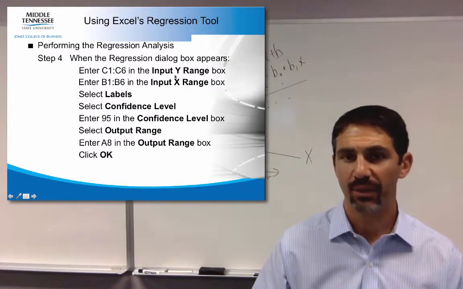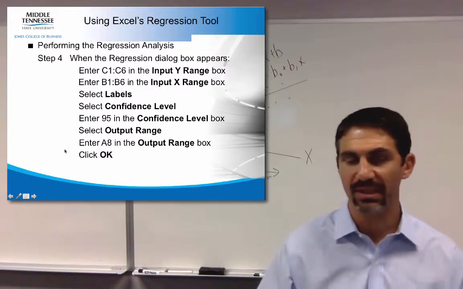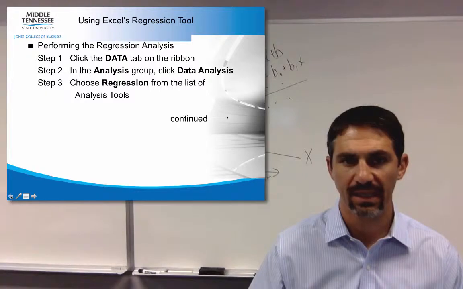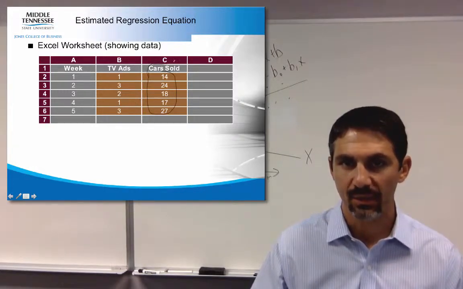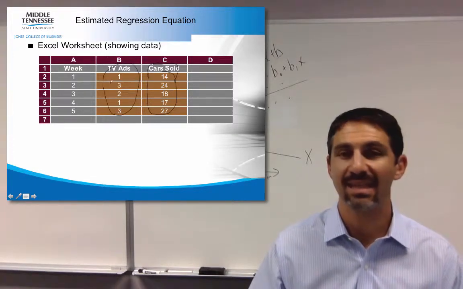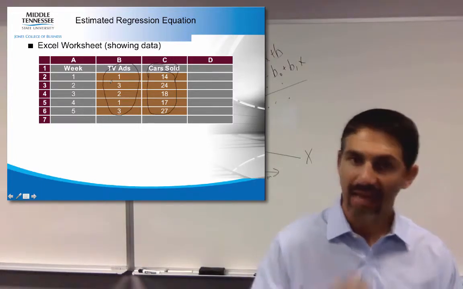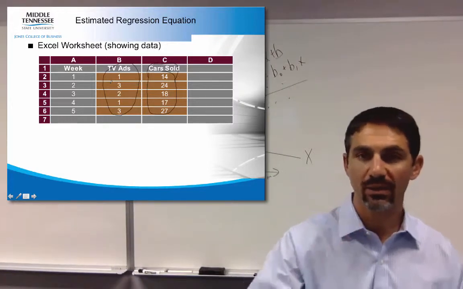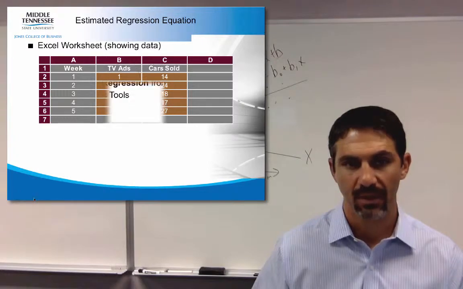Then from there, you're going to put your Y range in as your dependent variable, that's C1 through C6. Now, C1 through C6, let's take a look at this again. I'm going to go back. That's this data here. That's C1. Let's include the label. C1 through C6. B1 through B6 is then our independent variable because we can control how many ads we put out there. We cannot control the number of cars. We are assuming the number of cars sold is dependent on the number of TV ads.